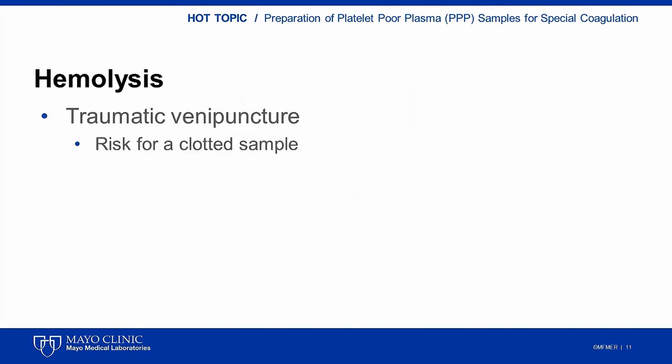Also evaluate the specimen for hemolysis after centrifugation. If the plasma appears pink or red, it is likely hemolyzed. A common cause of hemolysis is a traumatic venipuncture, and hemolyzed specimens are prone to clotting because of the lysed cells and excess tissue thromboplastin present in the specimen. If possible, redraw the patient.